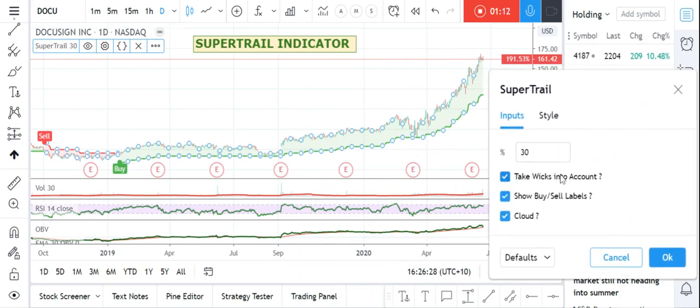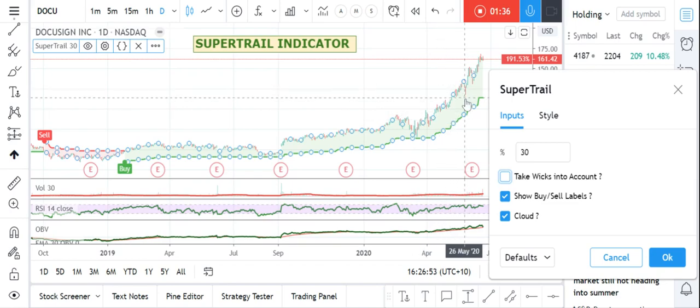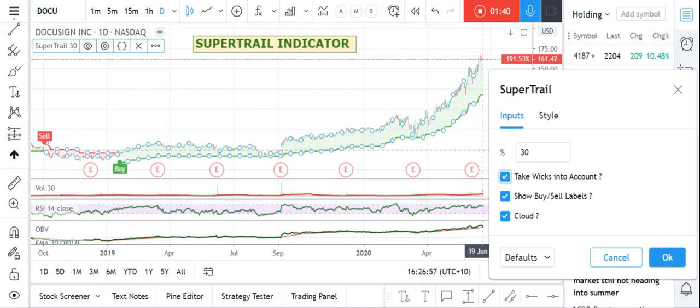It takes the wicks into account. It shows the buy and sell labels, which are just an indicator to let you know if the stock is in more of an uptrend than a downtrend. And the cloud gives you this shaded green area. If I untick that, you can see the cloud disappears. If I untick that, the buy and sell labels disappear. And if I untick the take wicks into account, it gets rid of any of those long, unusual candles. But the best way to use it, in my opinion, is to have these all turned on.